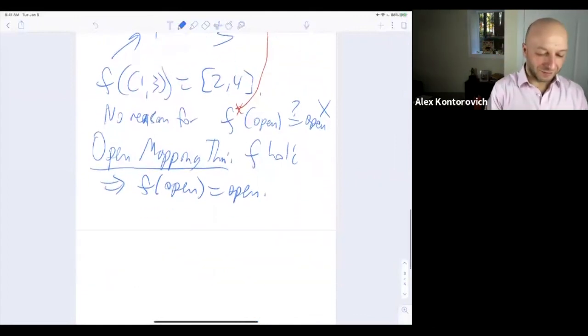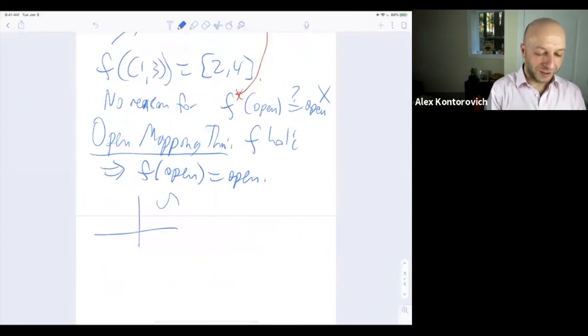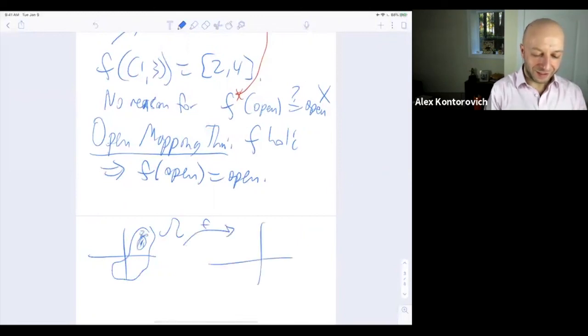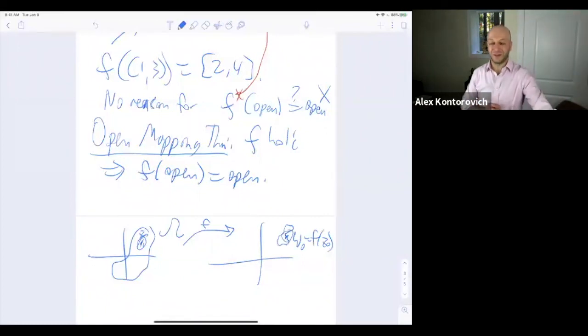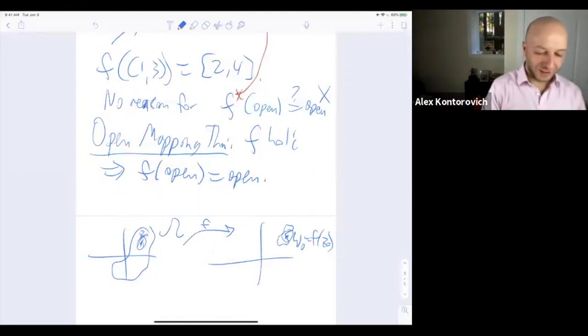In other words, whatever your region looks like, here's omega. If I take a little ball around Z0, and I apply F, and I get some point, let's say W0, which is F of Z0, the image of this ball, whatever it looks like, can't do this. It has to have a ball around W0. That's the statement. All right, let's see how we would prove this.